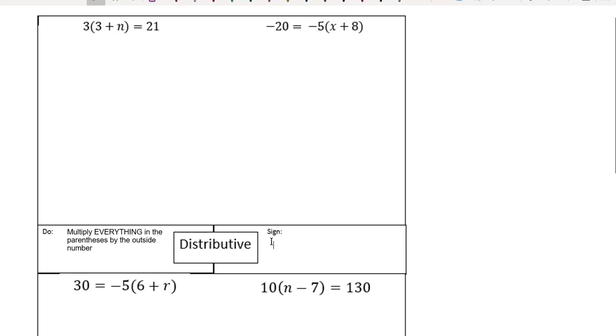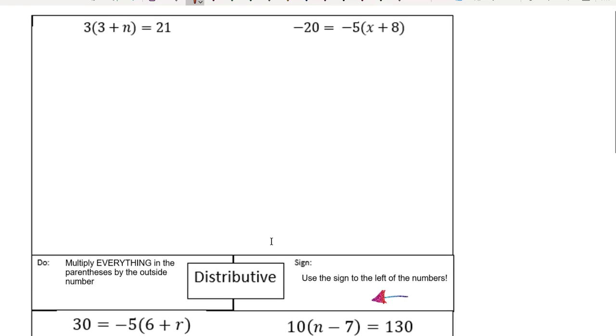And I'm going to caution you here, be sure to use the sign to the left of the numbers. I'm going to give you an arrow here to show you left is that direction. So if there is a negative or a subtraction to the left of it, then that goes with that number. So lots of things still stay the same.